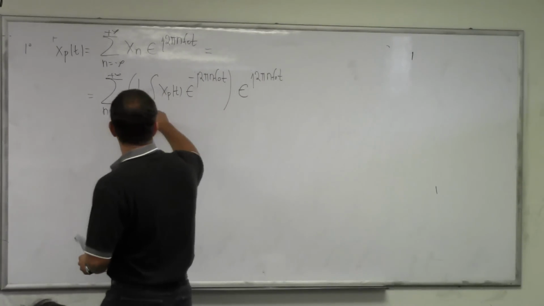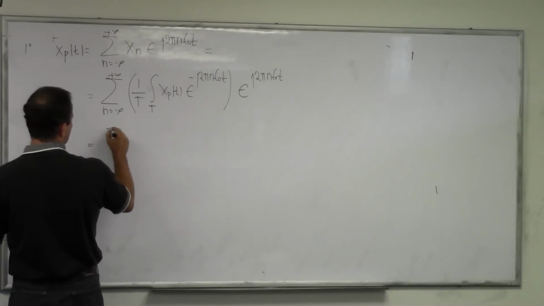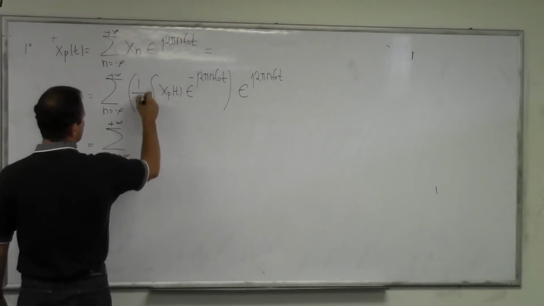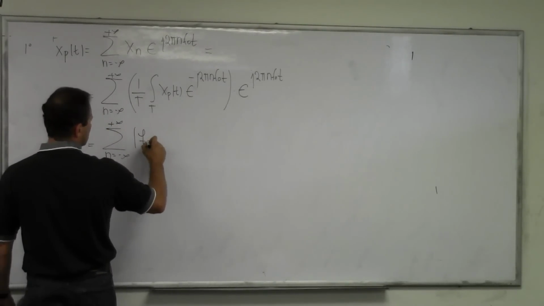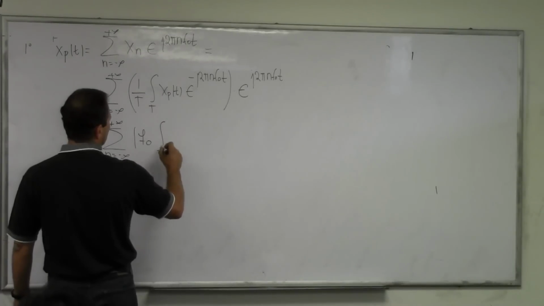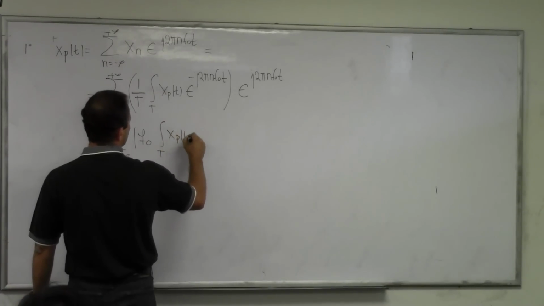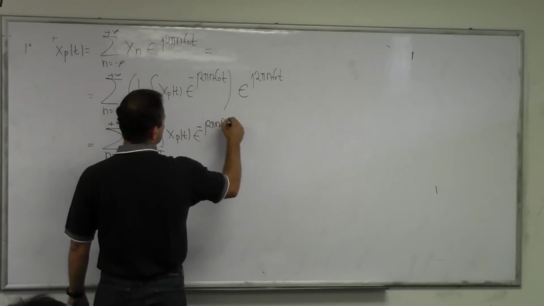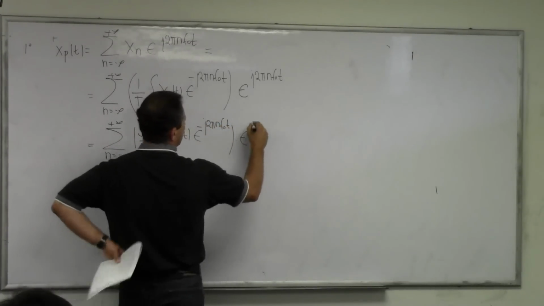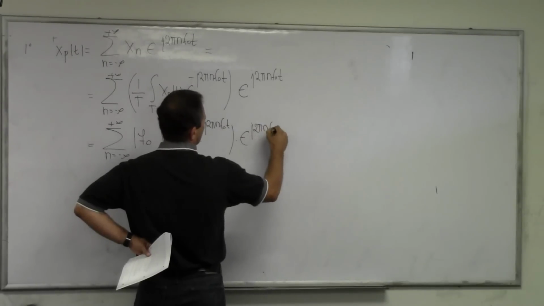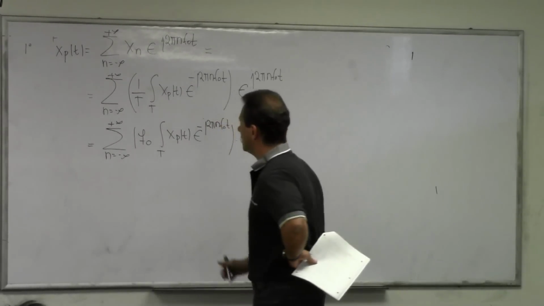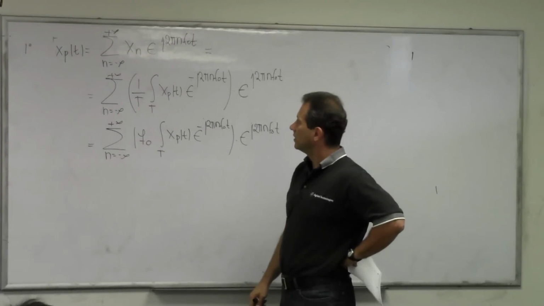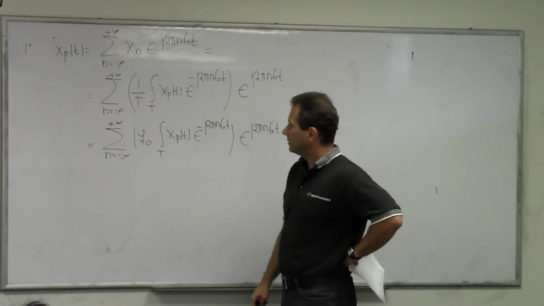Now in this expression, just to make one more step before I start doing some tricks, instead of this 1 over T, I'm going to write f0, integral over T, xp of t e to the minus j 2 pi n f0 t, times e to the j 2 pi n f0 t. What did I do? I just replaced this 1 over T with f0. We know that these two are 1 over each other.